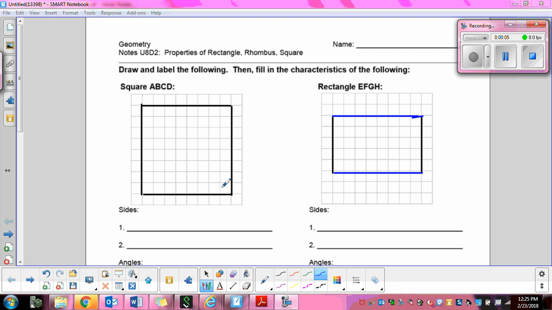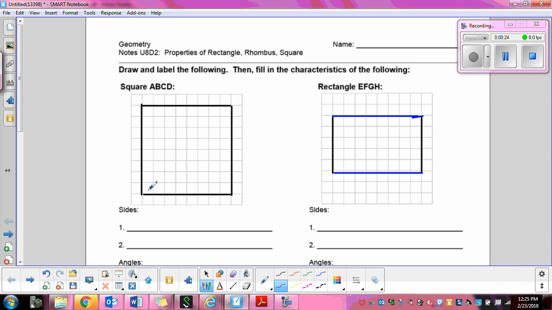This is Unit 8, Day 2 notes. And I just drew a picture of a square. I use my lines so that it's pretty straight. Just draw a picture of a square and a picture of a rectangle. And then we're going to go over the characteristics of each. And then we have one more, which is a rhombus.